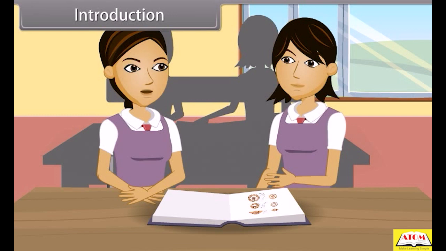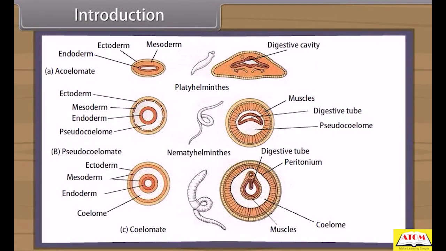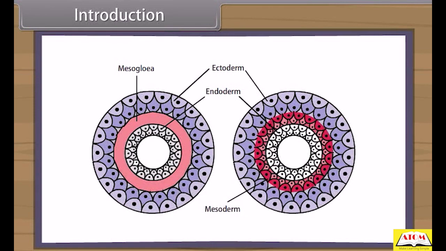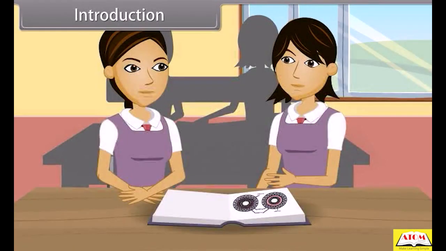On the basis of body cavity, the animals are either acoelomates, example coelentrates and flatworms, or pseudocoelomates, example nematodes. According to presence of number of germ layers, animals are either diploblastic, example sponges, coelentrates, or triploblastic, example flatworms to mammals. We will now discuss some important characters and examples of various phylum of kingdom Animalia.